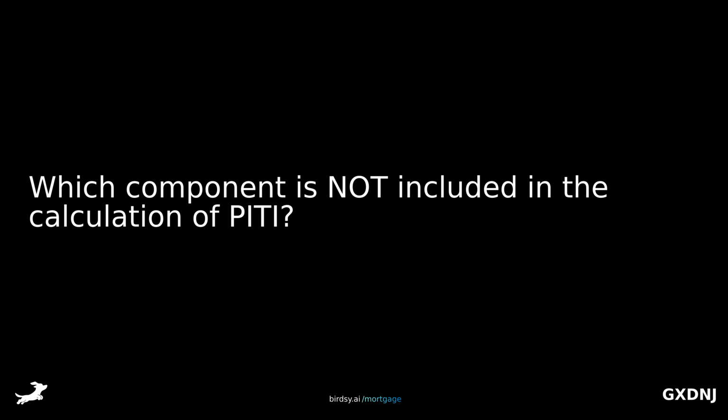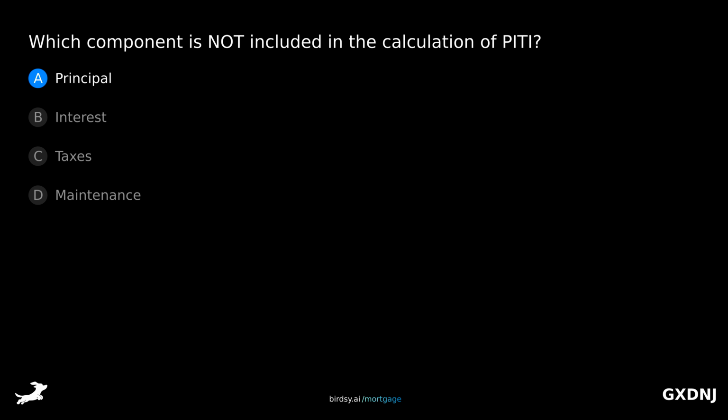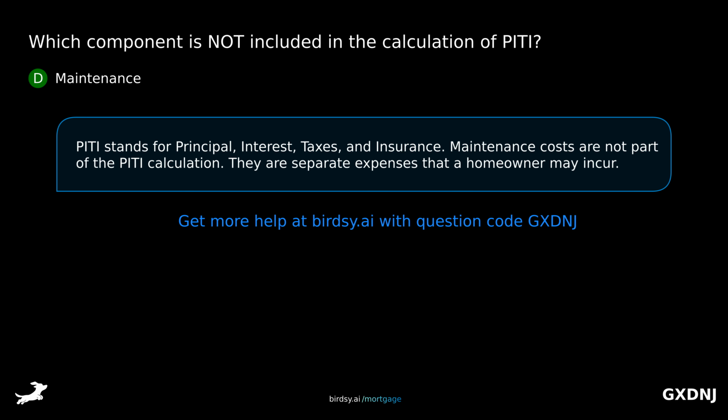Which component is not included in the calculation of PITI? Is it A, principal, B, interest, C, taxes, or D, maintenance? The answer is D, maintenance. PITI stands for principal, interest, taxes, and insurance. Maintenance costs are not part of the PITI calculation. They are separate expenses that a homeowner may incur.